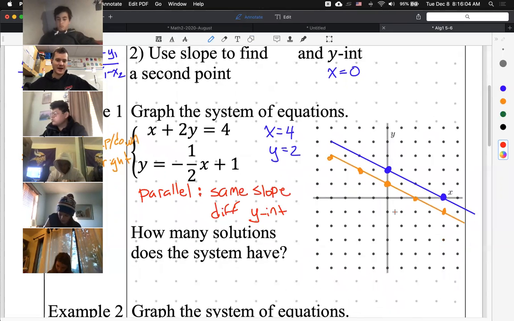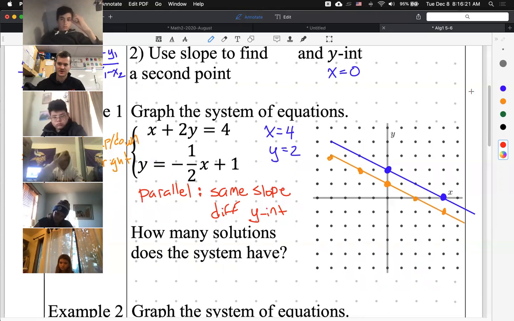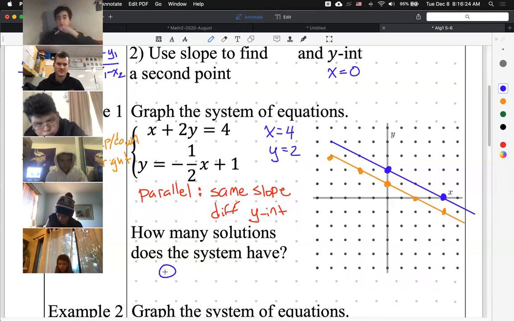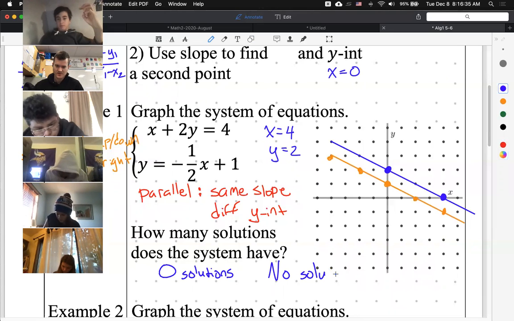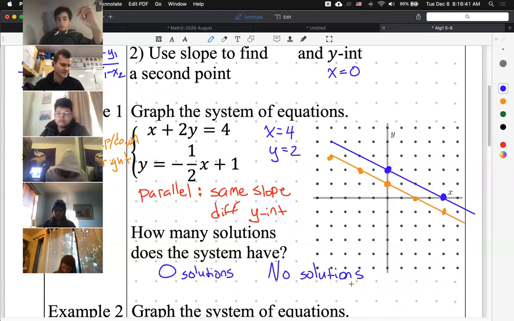So if you come down here and ask, how many solutions does the system have? Another way of asking the same question is, how many times do these lines cross? How many points in common do they have? And everyone can hold up. Yeah, I already saw people doing it. It's 0. They never cross. So you can say 0 solutions. You can say no solutions. Either one of those works. I think on Khan Academy, it's no solutions. I'm not sure. I haven't done the homework in a while. Not for a year.